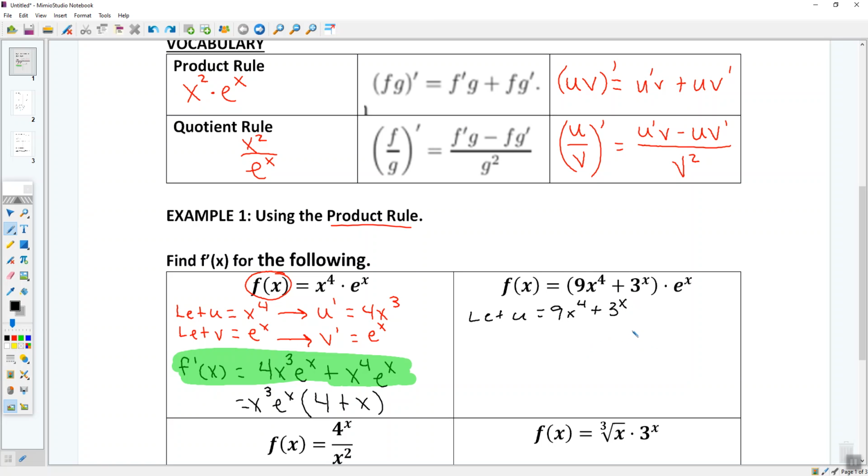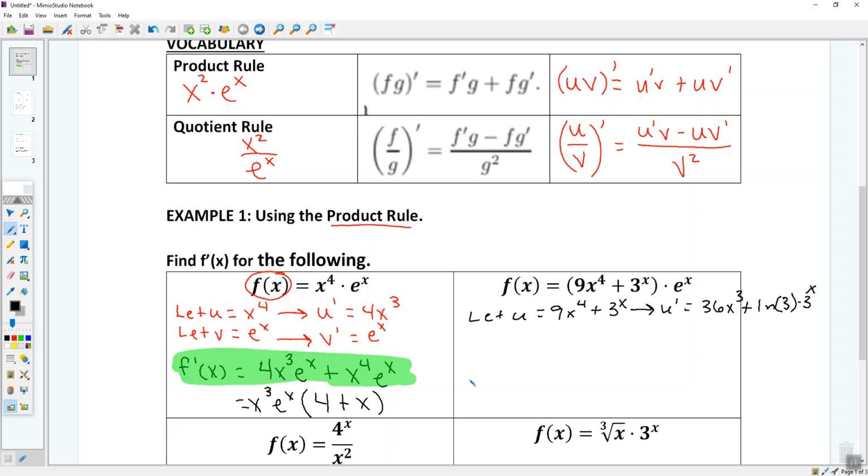Okay, then, ooh boy. So from this, what would u prime equal? 36x to the third. Everybody understand 36x to the third here? Plus, okay, this is where I get worried. The natural log of 3 times 3 to the x. Natural log of 3 times 3 to the x, right? Okay, that's an exponential, right? And that's what we learned in the last section. Yeah. You guys with me on that?